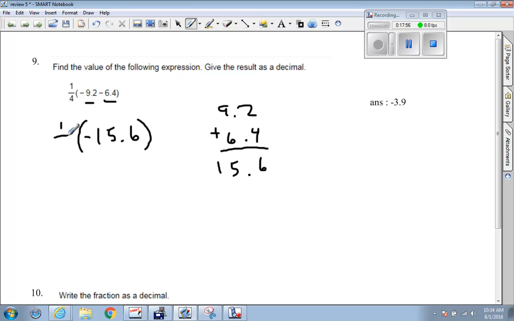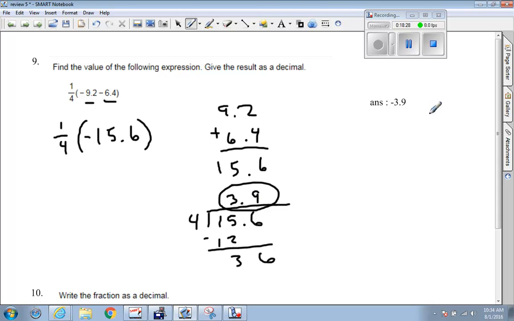And then this business with times 1/4. So you have two options. 1/4 means 0.25. So you could multiply this by 0.25. Or 1/4 of something means that thing divided by 4. So you could go and take 4 into 15.6. 4 goes into 15 about 3 times. Line up the decimal, of course. 4 goes into 36 9 times, and voila.